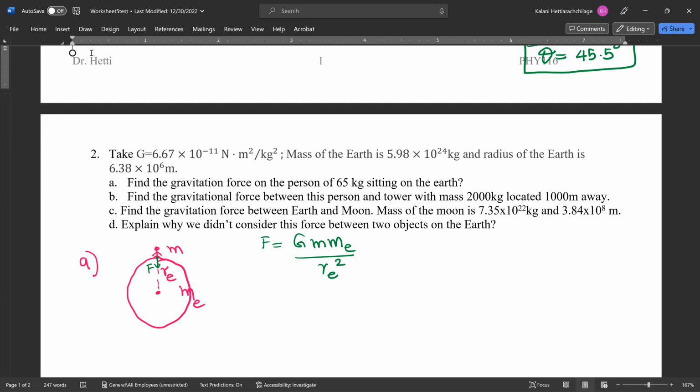So now if you calculate this one by using that information, let's plug it in. 6.67 times 10 to the negative 11, times the mass of the person, 65 kilograms, times the mass of the Earth, 5.98 times 10 to the 24, divided by the radius of the Earth to the power 2, 6.38 times 10 to the 6 meters. Since everything is in SI units, the F value you get is 637 newtons.